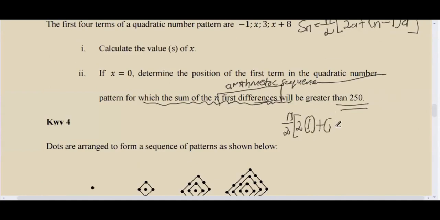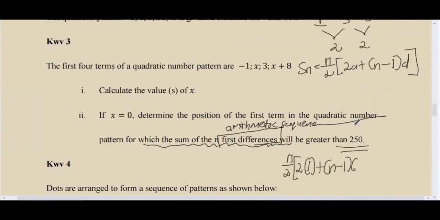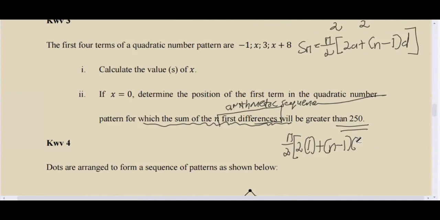And then n minus 1. Then our difference, our common difference here was 2, right? So let's substitute 2 there. Then it should be greater than what? 250. So we're just going to go ahead and say greater than 250.